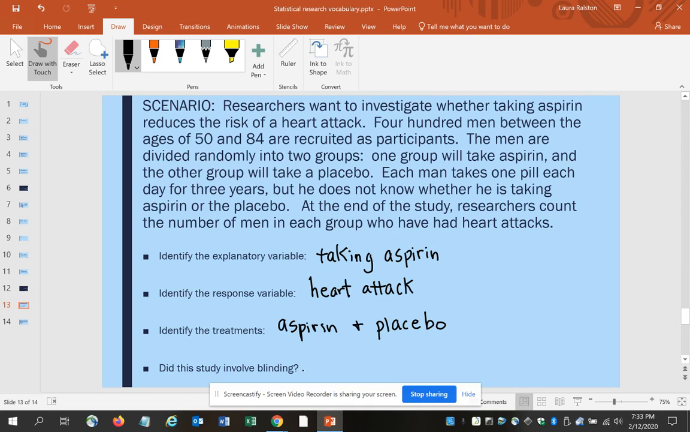Did this study involve blinding? Yes, it did, because this sentence right here says he does not know whether he is taking aspirin or the placebo. So the participant did not know which medication he was taking. So there is blinding here.